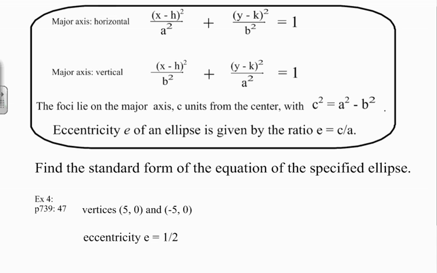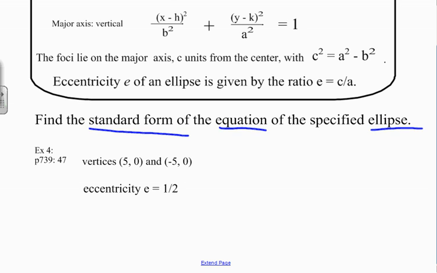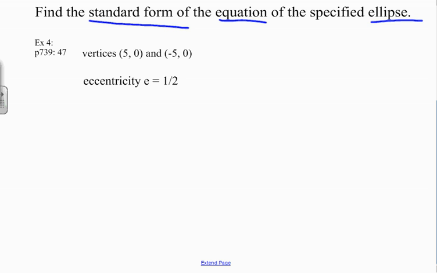Well, welcome back, and this is going to be our final example, example number 4, on how to find the standard form of an equation of an ellipse. In this example, we are given vertices and also the eccentricity.